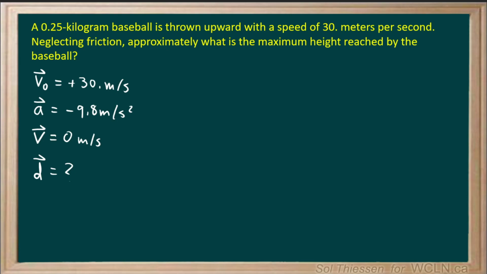So we can use this equation. Final velocity squared is equal to initial velocity squared plus 2 times acceleration times displacement. Note that I'm using the vector form of this equation, and I think that that's, in general, a good practice, as that way you can determine directions.